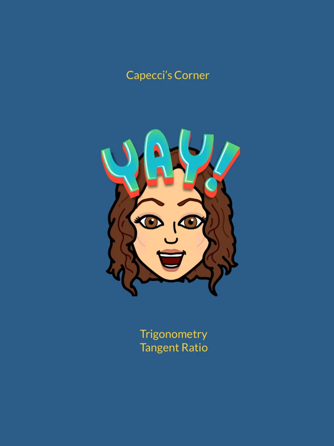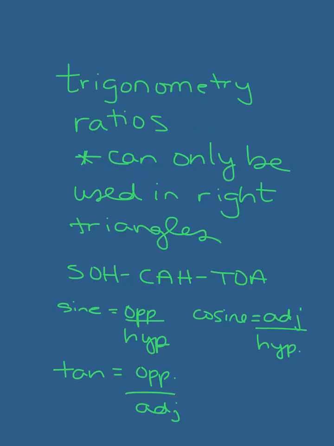Today in Capechi's Corner, we're going to look at the tangent ratio, which is a trigonometry ratio. In today's lesson, we're going to look at the tangent ratio, but there are actually three types of trigonometry ratios. They are sine, cosine, and tangent. We can only use these when we're looking at right triangles.